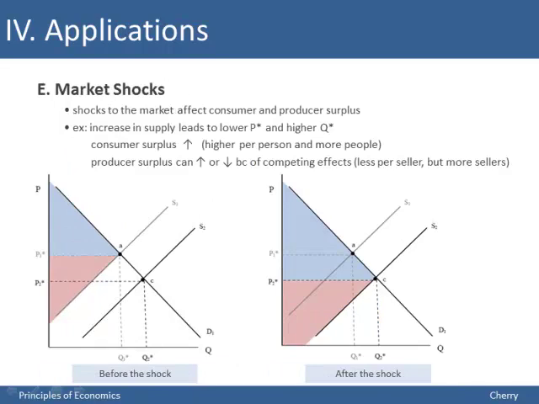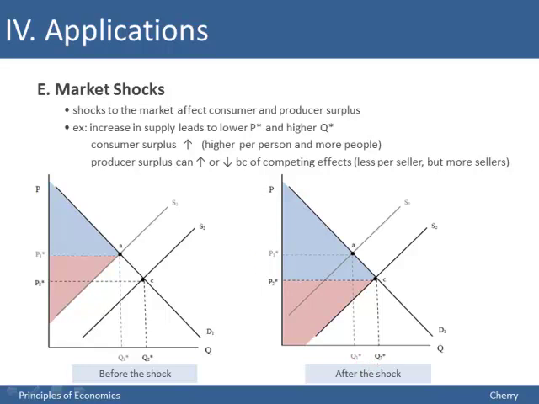So now let's look at a market shock. These are things that we went through before about changes in equilibrium. Let's suppose something happens that led to an increase in supply. So the supply curve shifts to the right from S1 to S2, and we see that causes price to be lower and quantity to be higher. And we can clearly see that consumer surplus is greater.